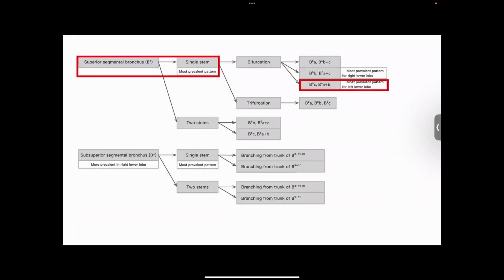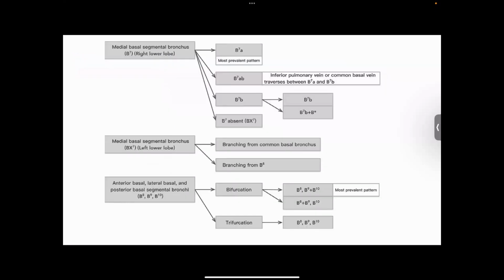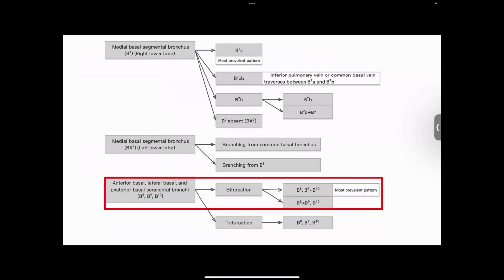So the commonest pattern for the B6 division is B6C, with A plus B together in the sixth segment of the bronchus. Similarly, there are various patterns I can see here. In the basal trunk, generally B8 is a separate bronchus, and 9 plus 10 are fused together. It means, what I mean to say, there's the trachea, there's the right main bronchus, there's the right upper lobe bronchus, there's the truncus intermedius, middle lobe, and lower lobe. Lower lobe has the 6 segmental bronchi.